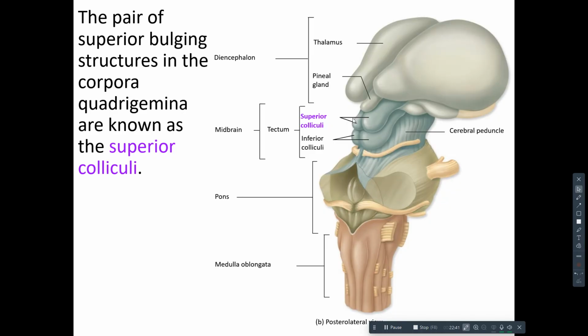So my top two parts of my corpora quadrigemina are my two superior colliculi. And so then, of course, my bottom two are going to be my inferior colliculi. The word colliculus, by the way, just means little hill. So because it's a bulge, it's a little hill.